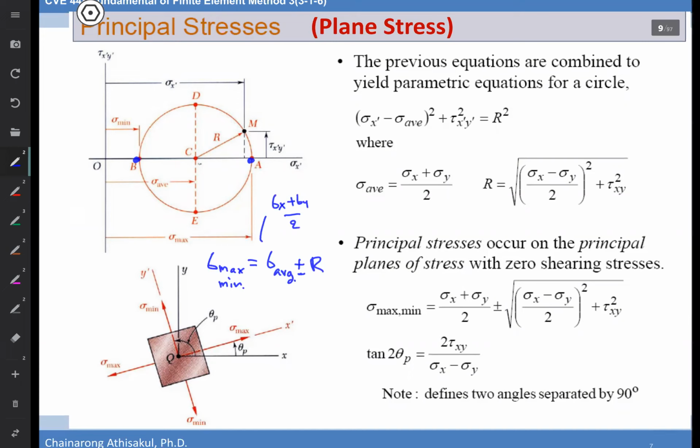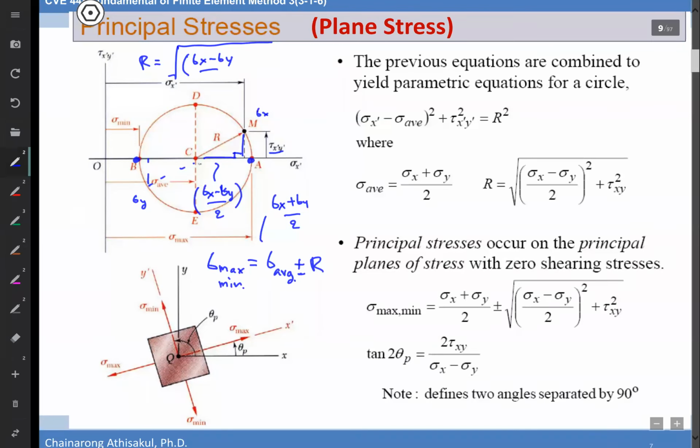Okay, the radius of Mohr circle is determined from Pythagoras. If you understand the Mohr circle, this length, this may be sigma x, this should be sigma y. So this length should be sigma x minus sigma y divided by 2. Okay, this is tau xy. So the radius is easy to remember. It is the square root of, from Pythagoras, the difference in x and y divided by 2, squared, plus tau xy squared. This is the radius of Mohr circle. So the principal stress can be easily determined by using this formula: the average stress plus or minus the radius of Mohr circle.